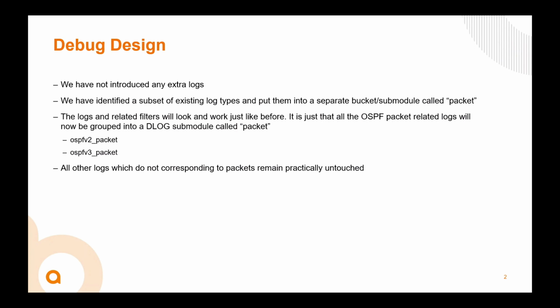So what's changed? Now we have a new bucket, or submodule, called packet. All OSPF packets are now grouped into this debug submodule called packet for OSPFv2 and OSPFv3. Nothing else has changed. All other logs in debug not corresponding to OSPF packets for v2 and v3 remain as is, unchanged. Now we get two benefits: better readability of OSPF debug output, and more granularity in our filtering with the debug module for OSPF.